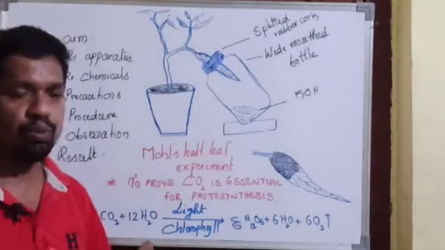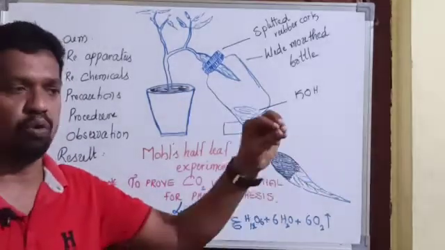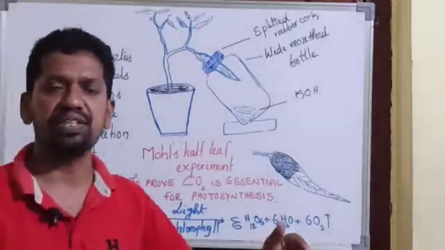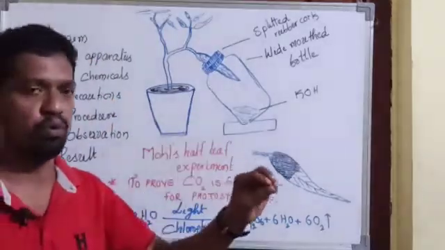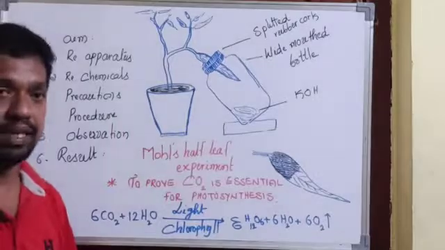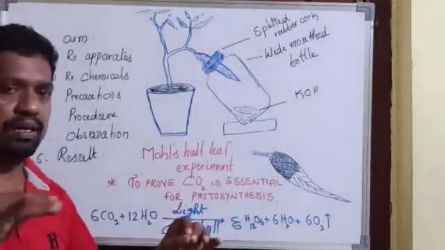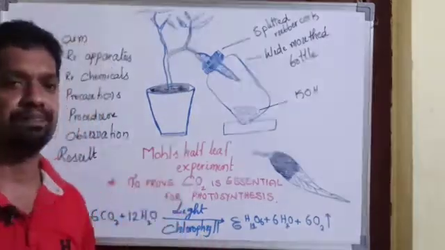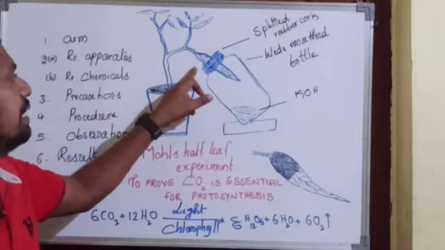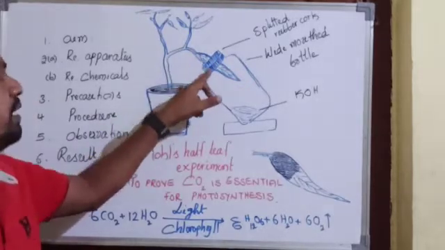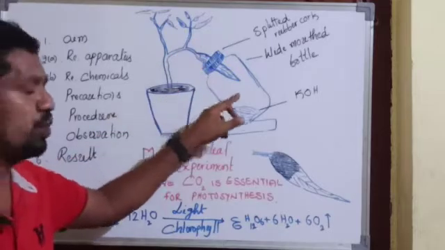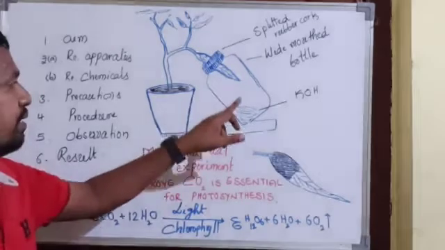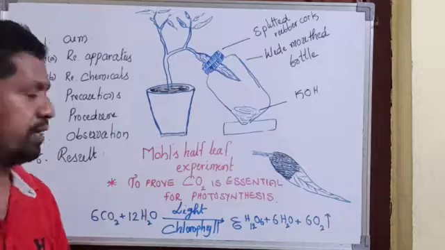Precautions. First, we have to keep the plant in a dark room for more than 3 days to remove the starch from the leaves. Means, to destarch it, we have to keep the plant in a dark room for more than 3 days. Second precaution: gently insert half of the leaf into the bottle through the split rubber cork, and apply grease or Vaseline around the neck of the bottle to prevent air from entering the bottle. And last one: the leaf should not touch the potassium hydroxide solution.